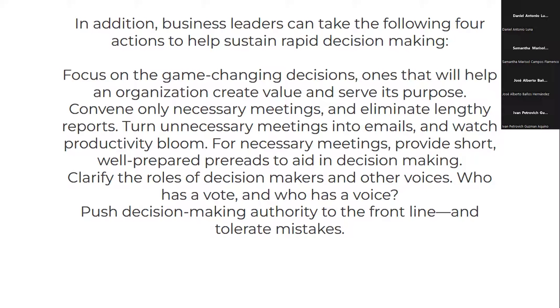So the ones that you need to think about very much are the ones that are actually going to cause you value, going to generate value. The next one says convene only necessary meetings. Oh, this is a big problem.